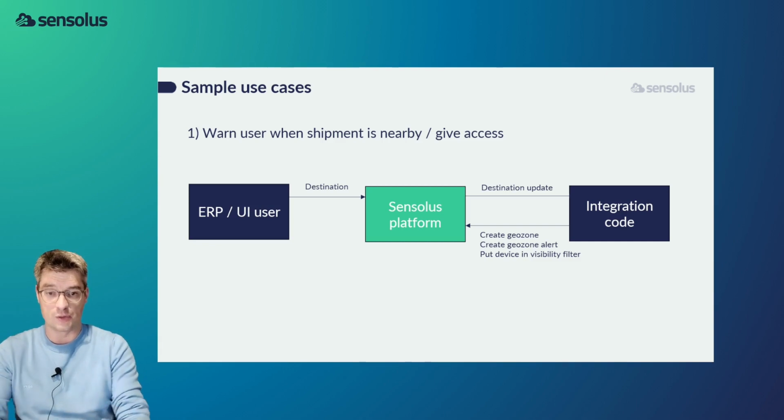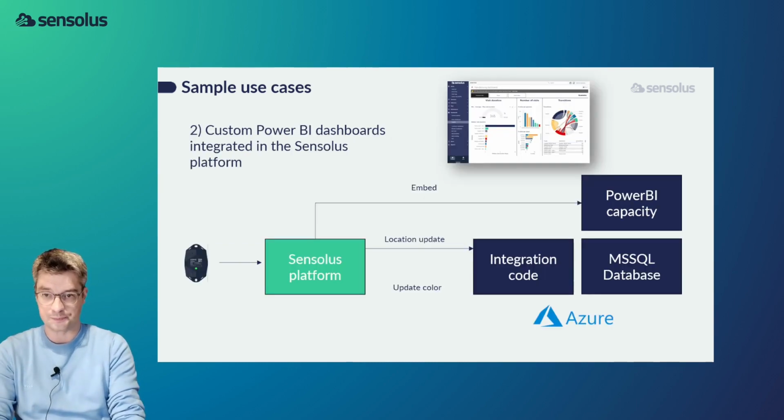within that geographic circle. As a second step, the device is also put into a visibility filter to which the end user has access. The end result is the user is notified when the asset is nearby, and from that moment onwards, he can also log into the Sensolus platform and follow the asset as it gets nearer to his own destination. A second example is a bit more elaborate.